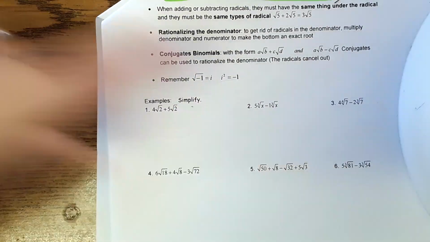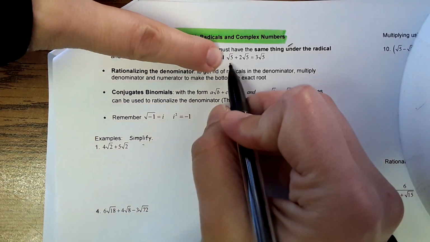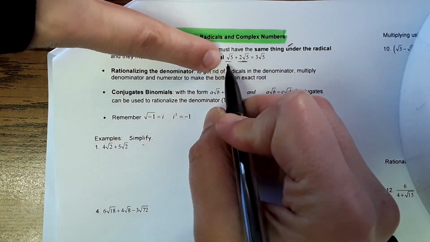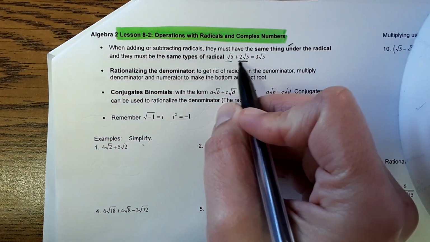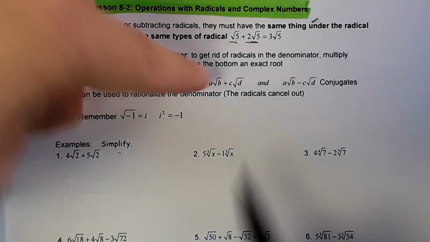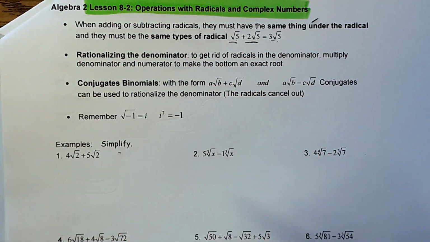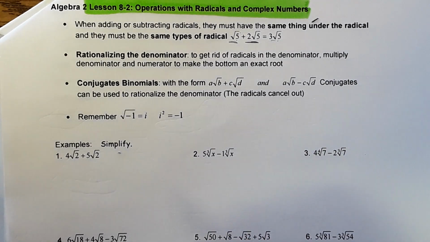Okay, so a couple key points up here. One being that in order to add radicals like this, you have to have the same number inside the square root. So square root of 5 plus 2 square roots of 5 would be 3 square root of 5. So that's a key point. The other stuff, we'll just get to it as we get to it.